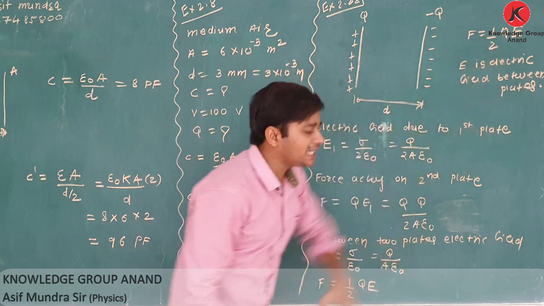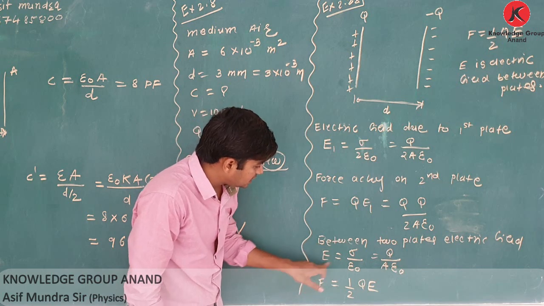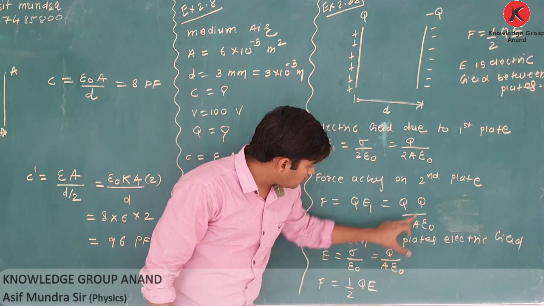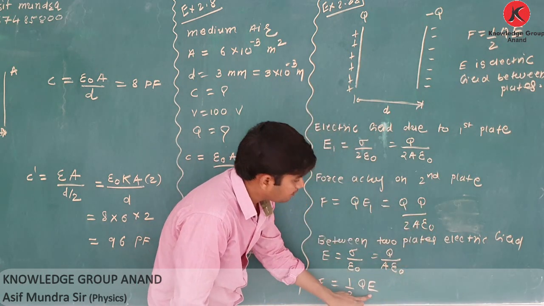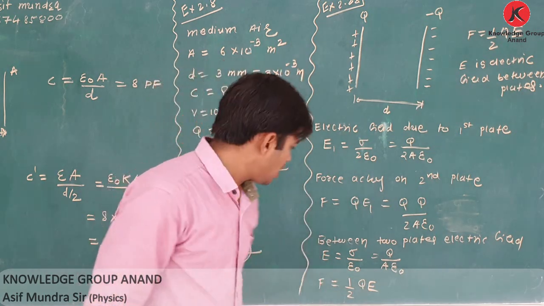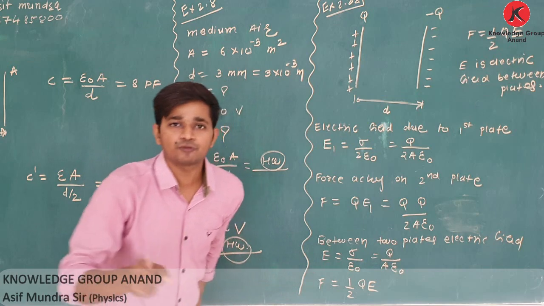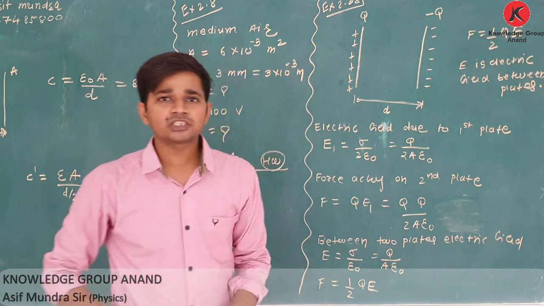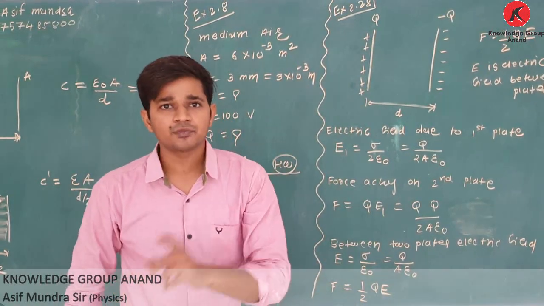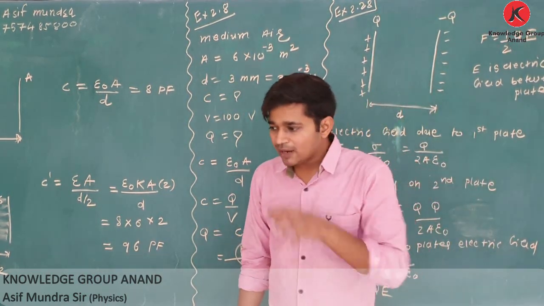Now, what is this E? The electric field between two plates. E is equal to sigma upon epsilon 0, which is equal to Q upon A epsilon 0. So you will get F is equal to half QE, where this E is the electric field between two plates. Remember this equation, you can solve MCQs from this equation. F is equal to half QE. Clear? Pause your video, write down from the board, make notes and send the notes on my WhatsApp number.